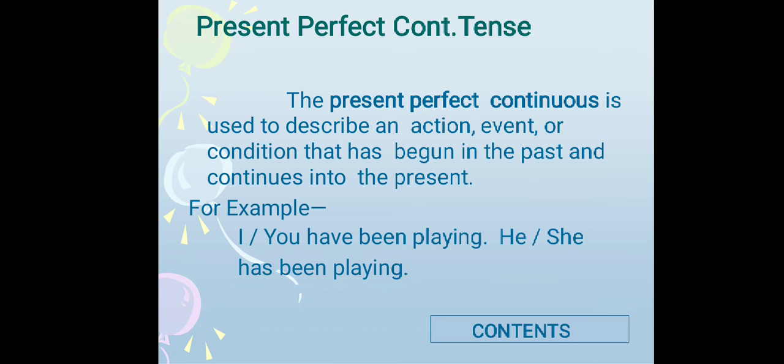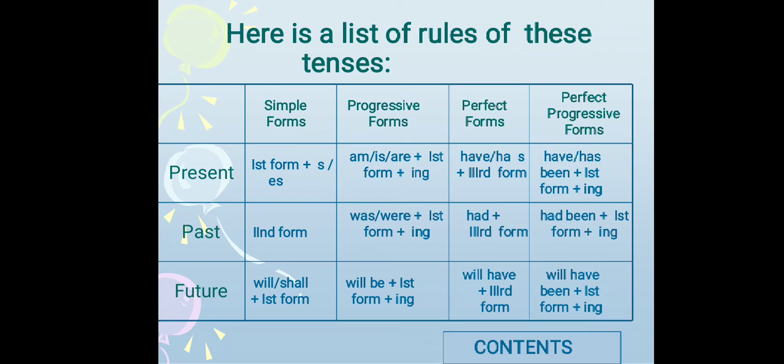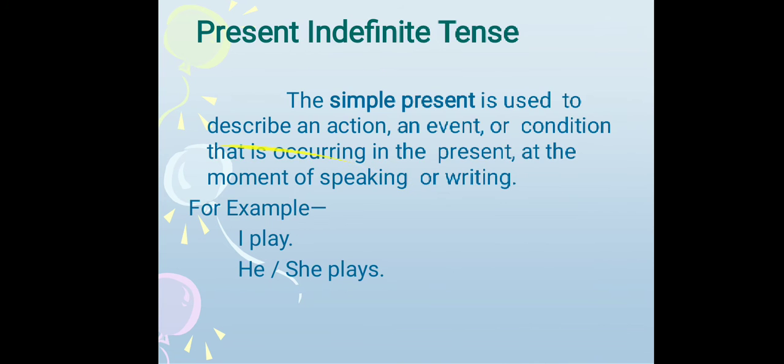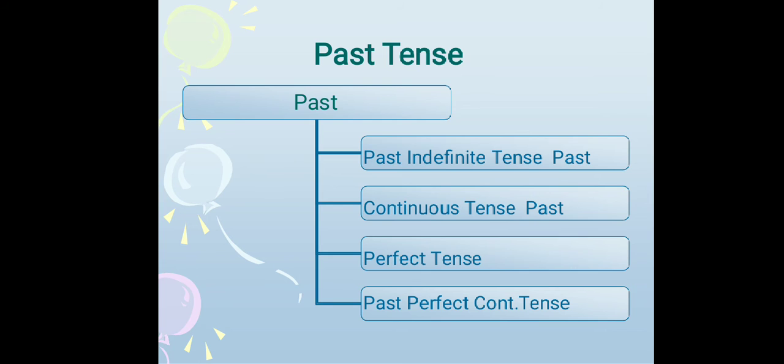You can again go up to the chart as I mentioned in the previous one, and you can get to understand what exactly are the words which are used for each of the tenses. So next is past tense. The past tense is again classified into past indefinite tense, past continuous tense, past perfect tense, past perfect continuous tense.